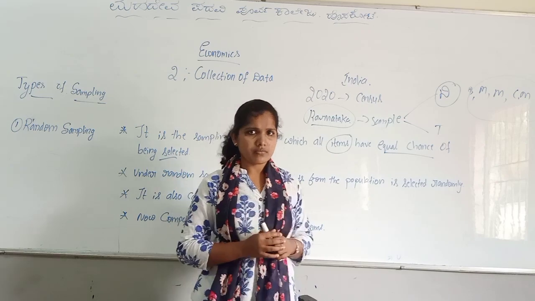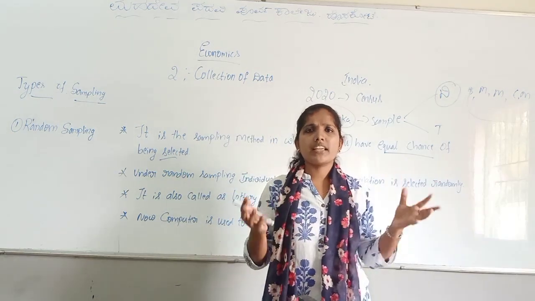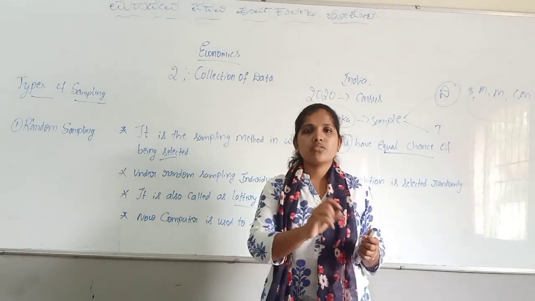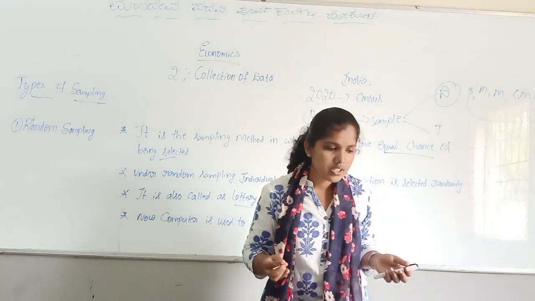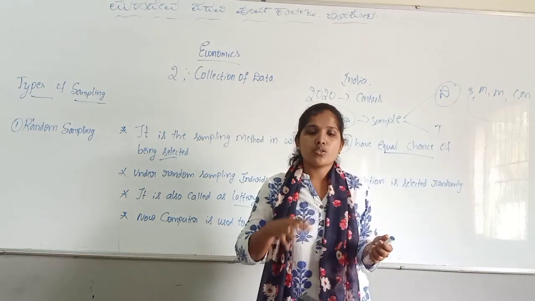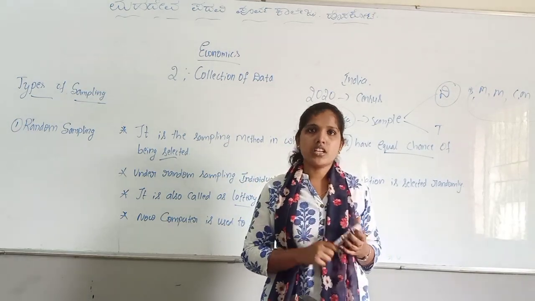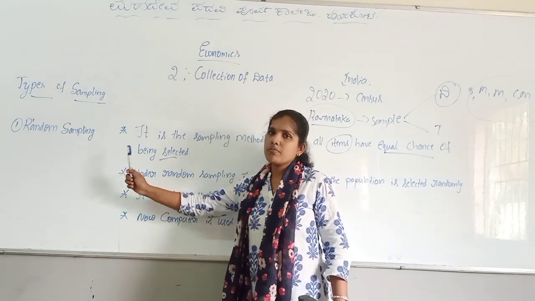Randomly we will select. For one more simple example, if there is a basket in which you keep many apples, whenever you want to eat an apple, you just take one randomly. We won't search for which is best and all. We will just take it and eat it, or distribute it randomly. So that is known as random sampling.